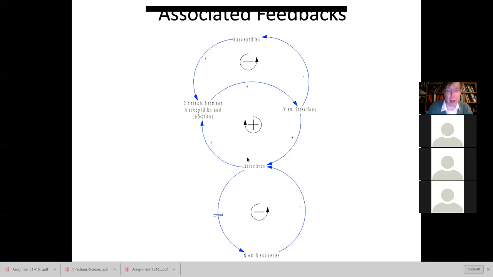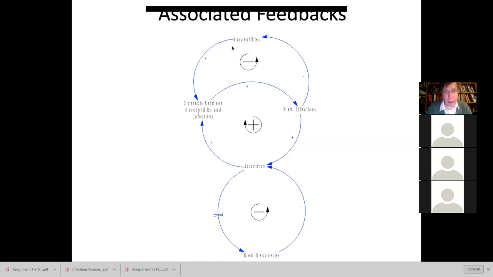By contrast, there's balancing loops, right? We have, for example, susceptibles. Well, let's take new infections. The occurrence of a new infection will tend to drain the number of susceptibles. And by draining the number of susceptibles, we'll reduce the number of contacts that are possible in a net way between susceptibles and infectives. Notice that there's a plus there. I emphasized this before, but it bears noting again.